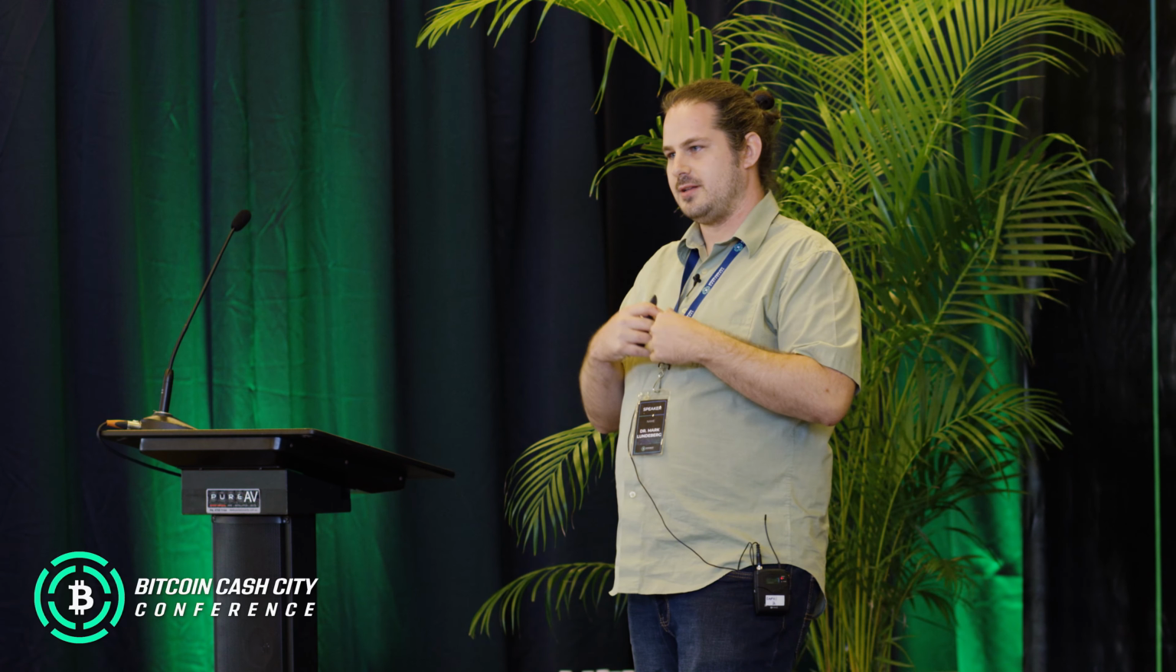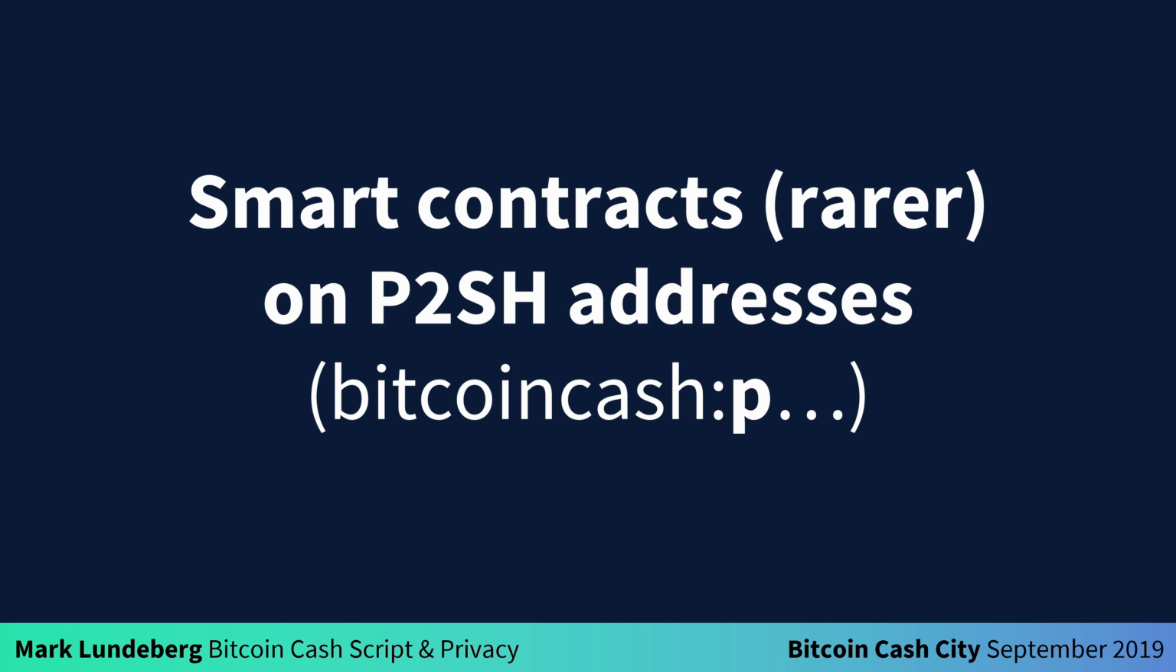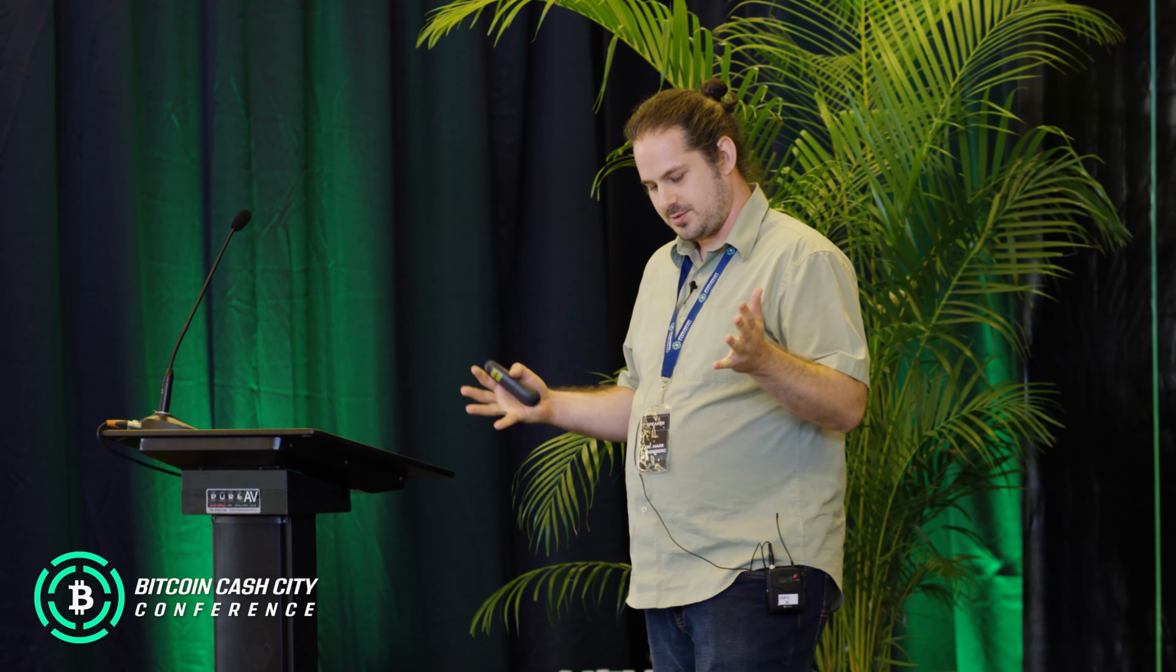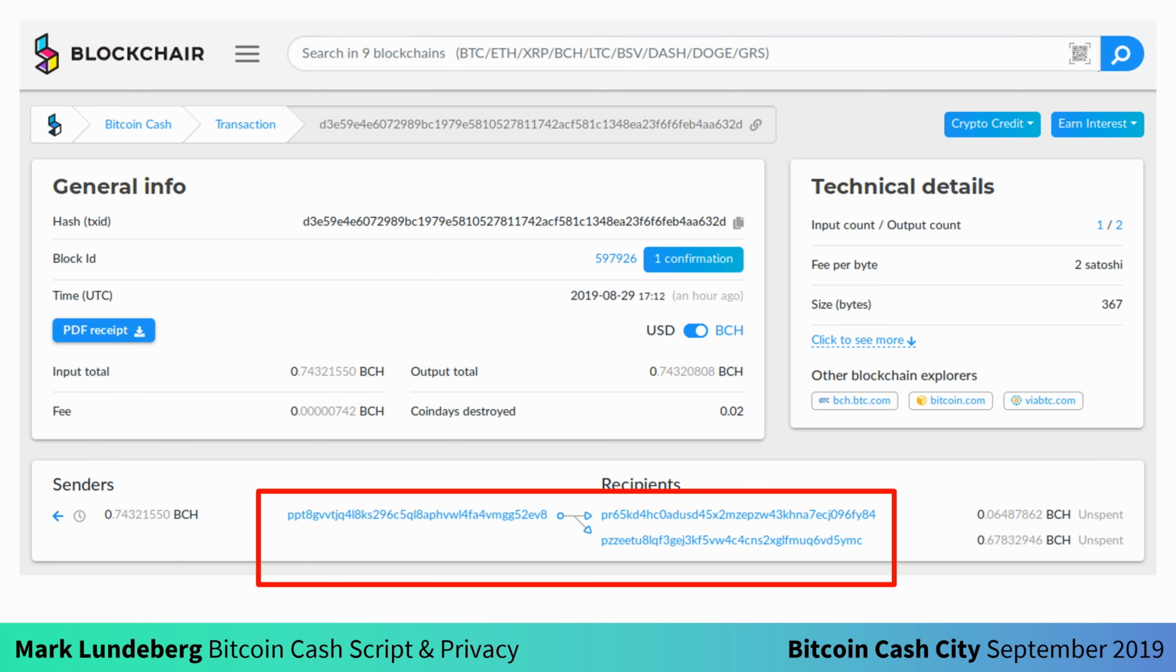But if you look at more transactions, you're going to see what are called paid-to-script hash addresses, so P2SH, and these are Bitcoin Cash addresses that start with a P. And yeah, so here's another example. I just clicked through a few more transactions, and I found this one. These are like 10 times less common, I would say, than the paid-to-public key hash addresses.